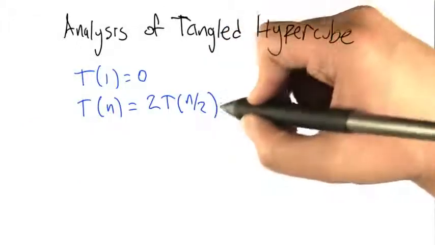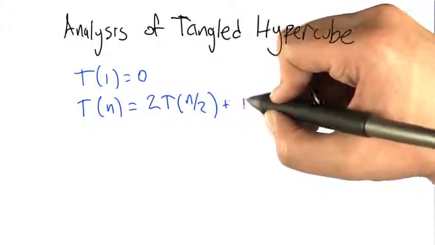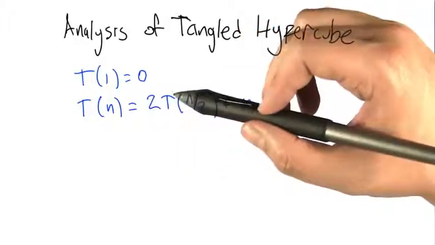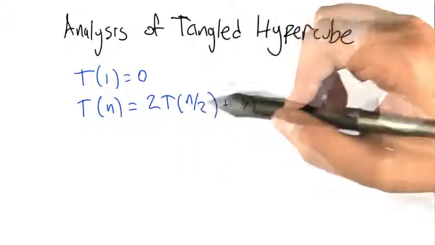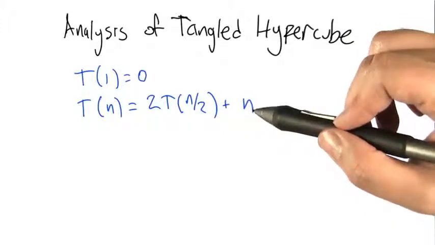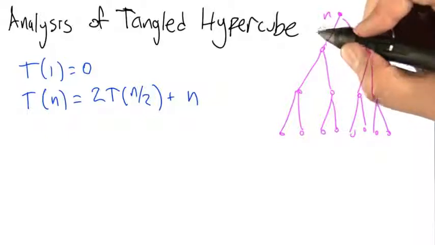So we can express the number of edges in the tangled hypercube again using a recurrence relation. So now the recurrence relation has this form. For an n-node graph, we generate two n over 2 node graphs, connect up the kind of parallel nodes, and that introduces n new edges. Once again, we can think about this as happening in a kind of recursion tree.